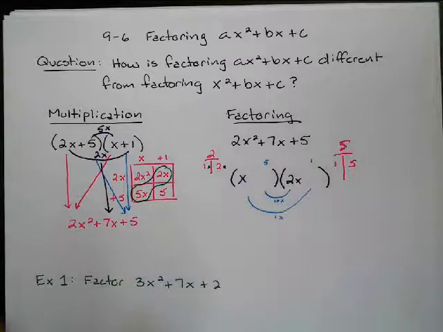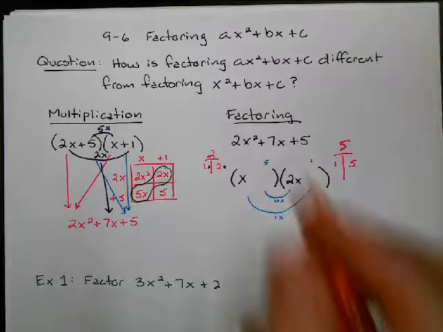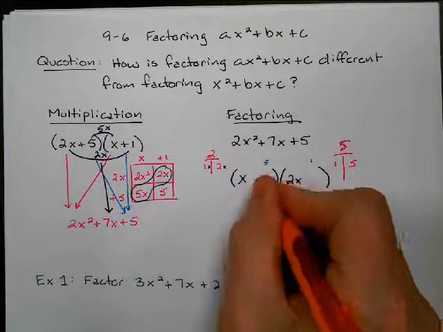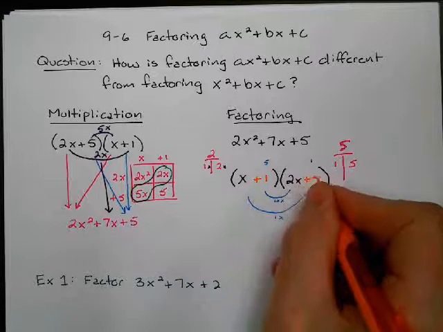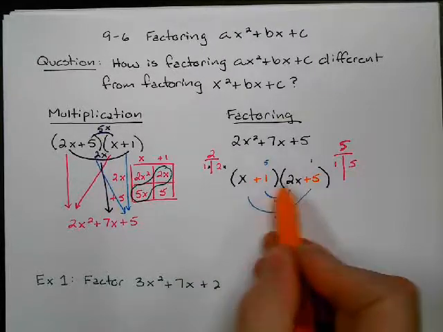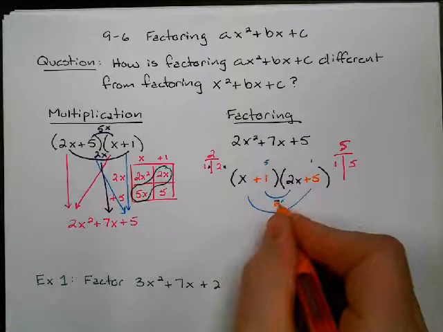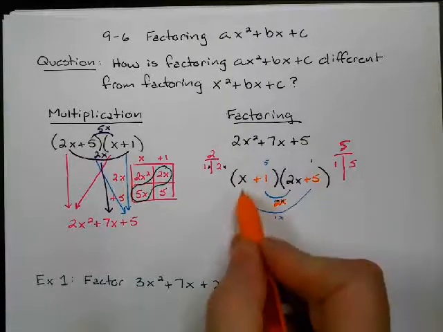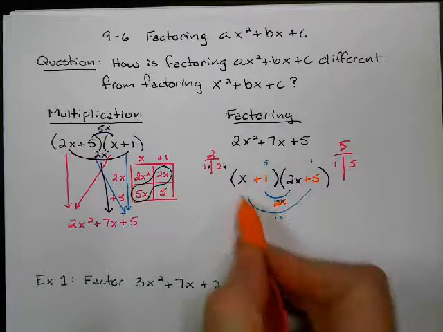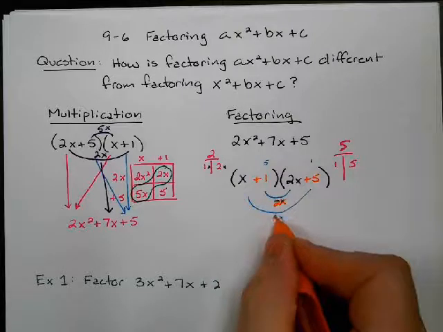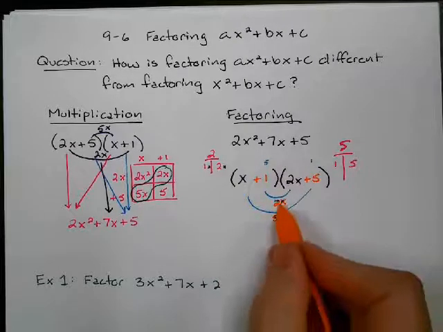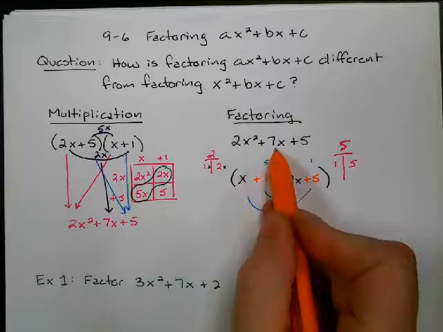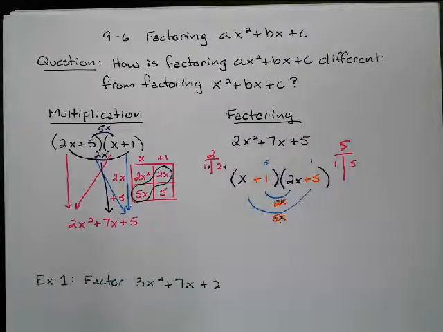So instead, let's plug in 1 and 5 this direction. Well, 1 times 2x is 2x. And x times 5, these numbers on the outside, is 5x. And now 2x plus 5x does equal 7x. So now we know we're right.